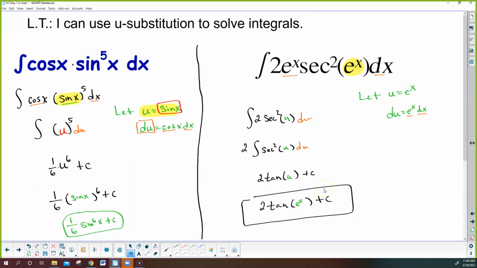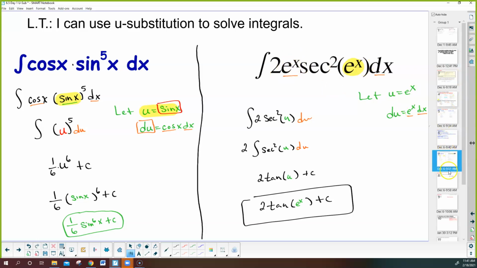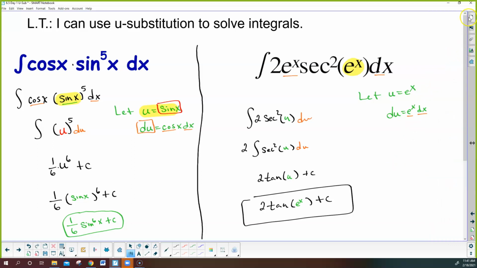And again, if you aren't confident, take the derivative of your answer and you should get right back to where you started, and you'll see this extra e to the x here. That's there because of the derivative of the chain rule. The chain rule is what we did here. So U-substitution undoes the chain rule. Okay. So hopefully you have a couple examples in your notes of what to look for.